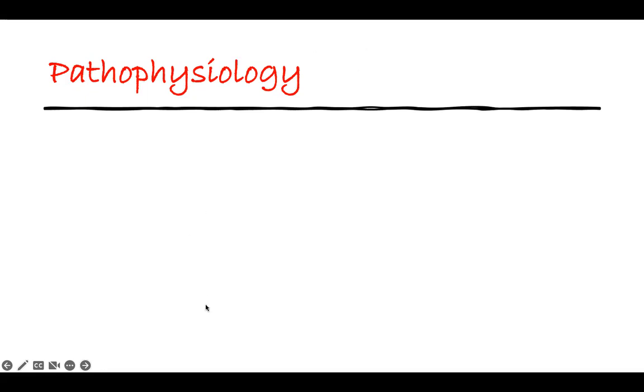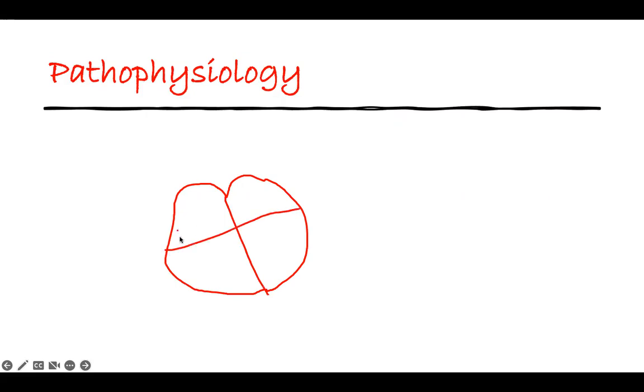So your heart, I draw the shape of the heart. I'm not good. So you have your heart like that. Doesn't look like that. And then it's divided into four chambers. You have the right atrium, right ventricle, left atrium, left ventricle. You have your lung sitting here like that.